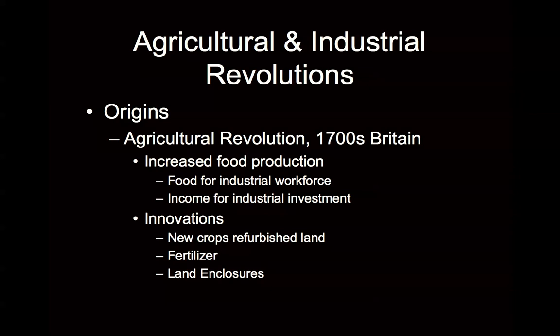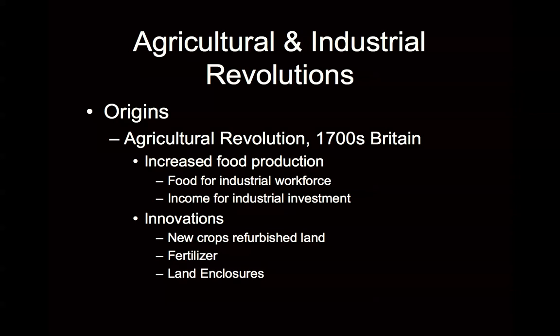Farmers discovered, through the use of trial and error and scientific experimentation, that new crops could be planted, such as turnips, which did not exhaust the land, it refurbished the land. So now for the first time, you can continually farm on the same plot of land. You never had to let it rest fallow for a season in order to become re-nutrified. Farmers also discovered the use of fertilizer, horse and cow manure that was put into the soil, which would re-nutrify the soil.